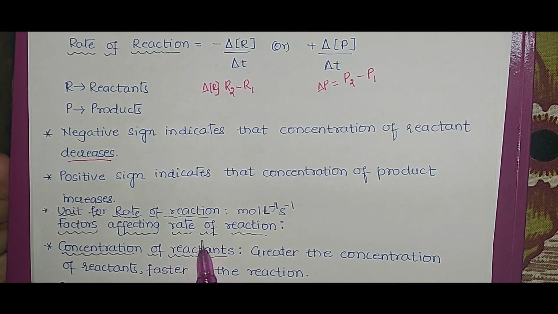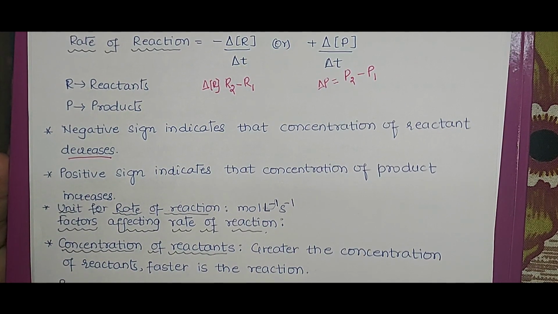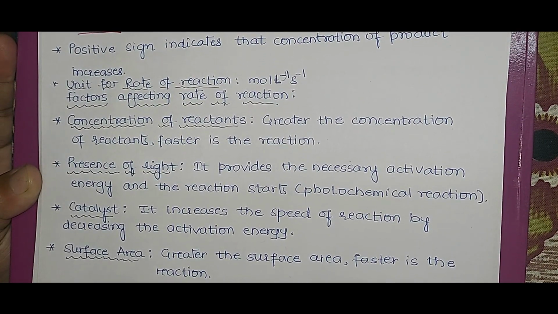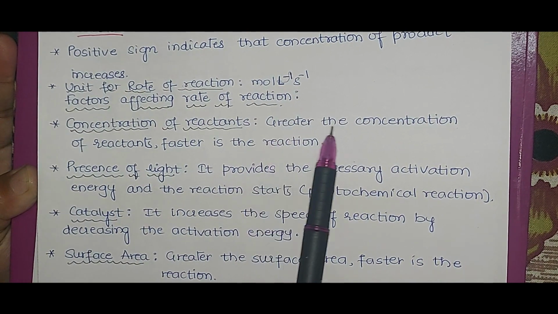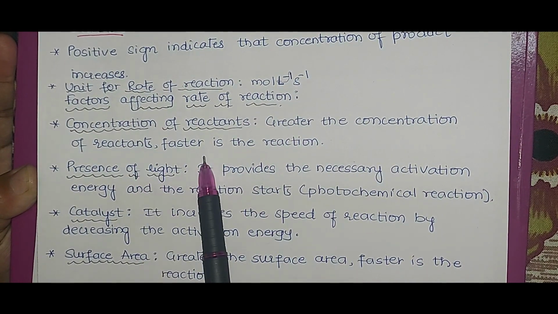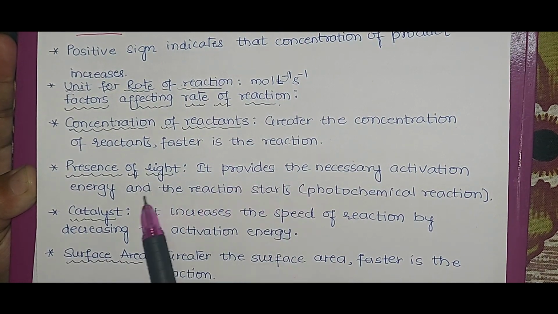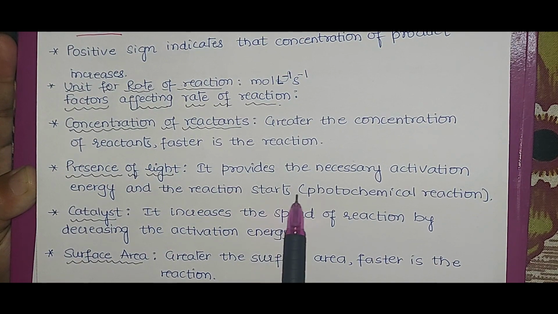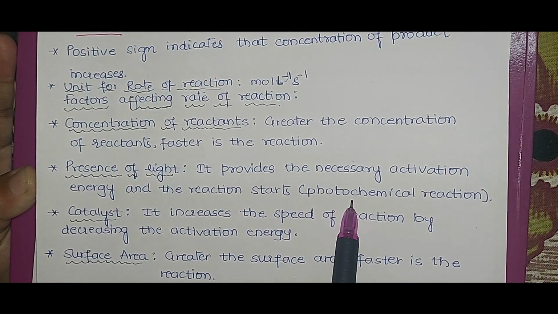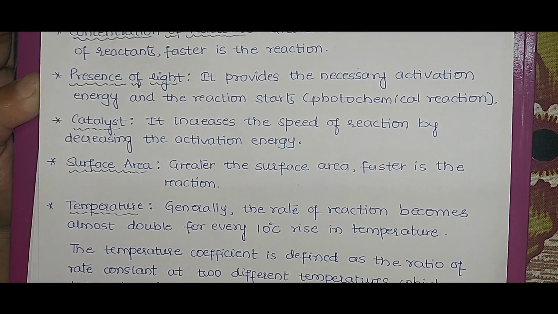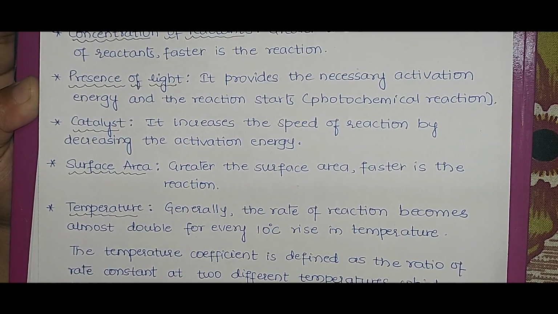So let us consider what are the factors affecting the rate of reaction. They are concentration of reactants, presence of light, catalyst, surface area and temperature. Greater the concentration of reactants, faster is the reaction. Presence of light provides the necessary activation energy and the reaction starts, and it is for photochemical reactions. Catalyst increases the speed of reaction by decreasing the activation energy. And greater the surface area, faster is the reaction.